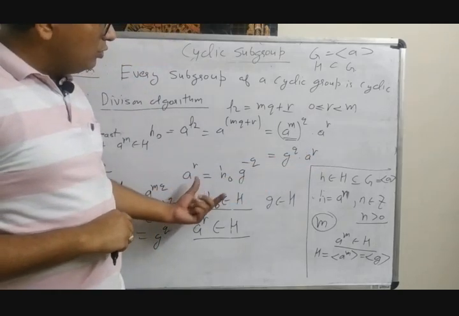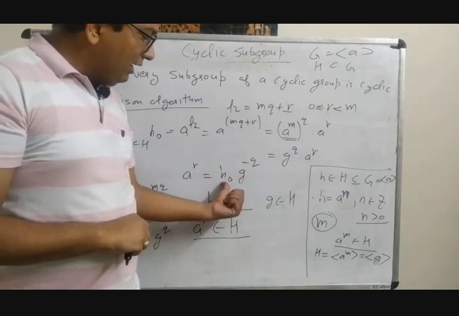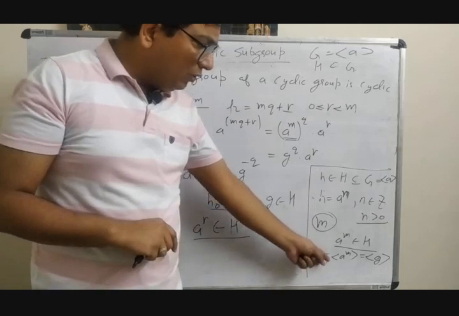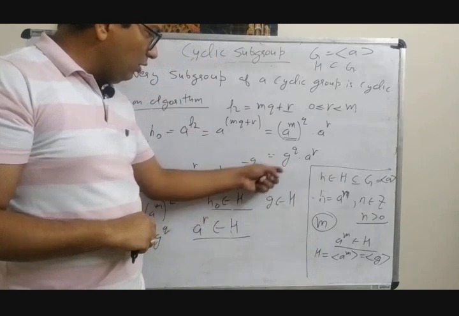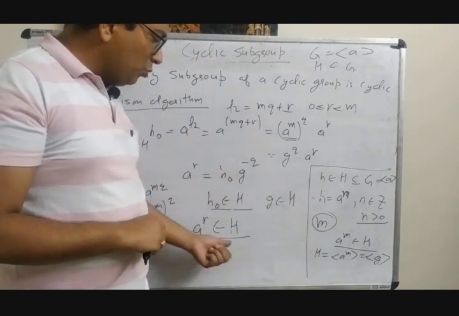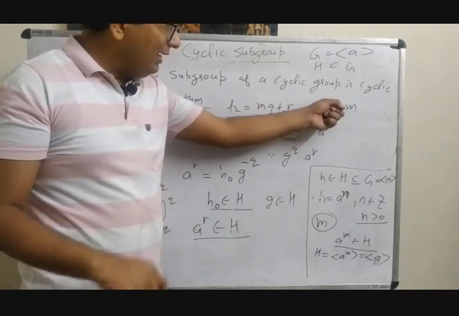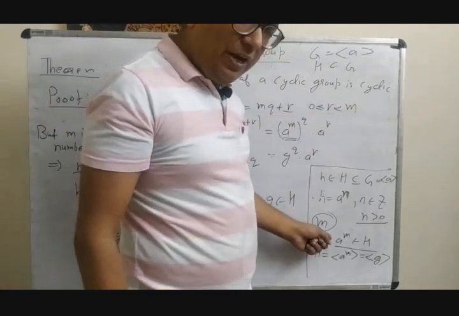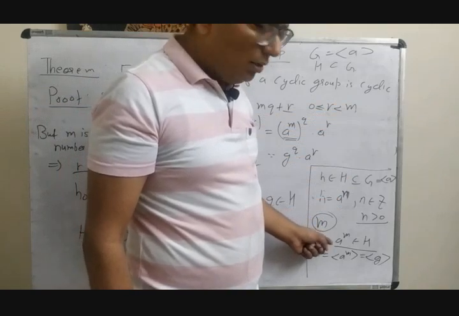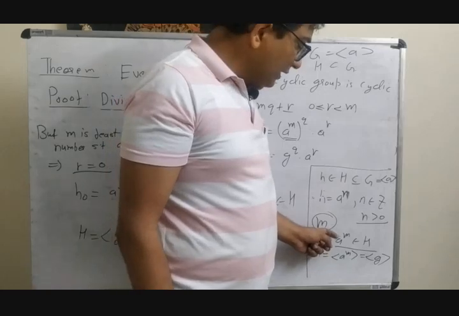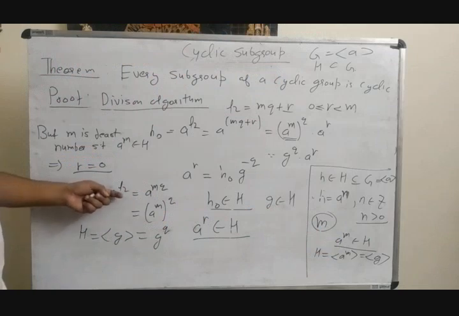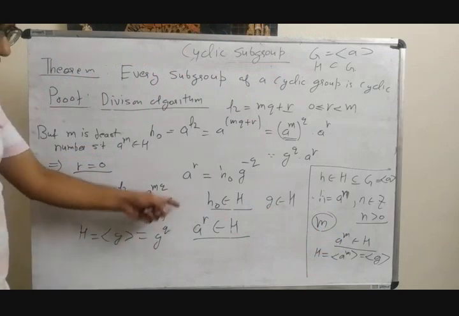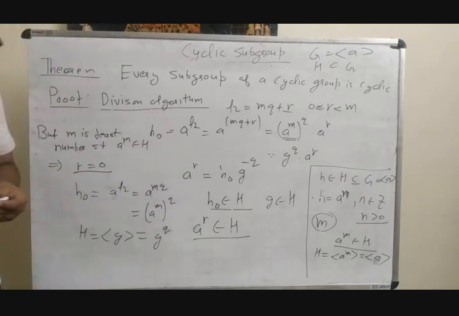Here we know that H naught belongs to H, and this G is also an element of H. So this whole combination must be an element of capital H. So A raised to power R belongs to H. But R is less than M, and we already took M as the least positive integer. So what does it mean? It means that R must be equal to 0. If R is 0, then H naught, which is A raised to power K, becomes G raised to power Q. It means H is generated by G.